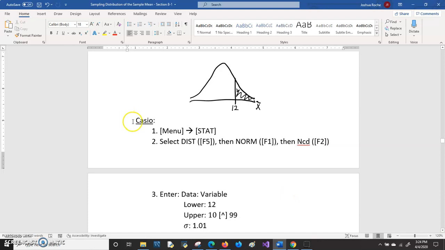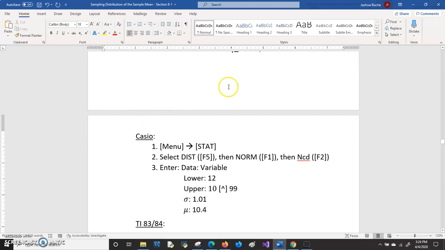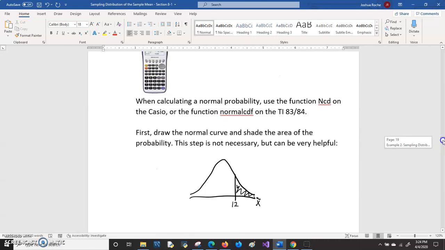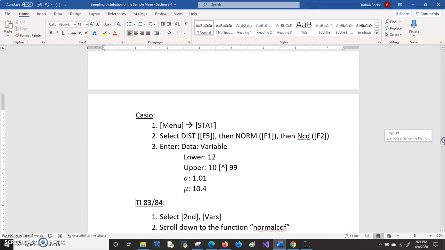So in the Casio calculator, get to NCD. 12 is the lower bound, infinity is the upper bound. The mean is still 10.4, but notice that this has changed. In part A, this was 3.2, but for the sampling distribution, now it's 1.01. We had to calculate it as being 1.01. So put all those numbers in.